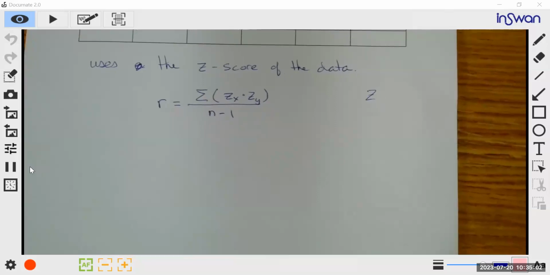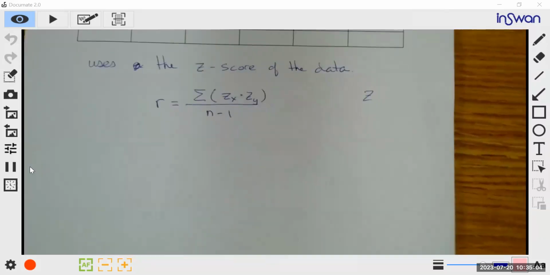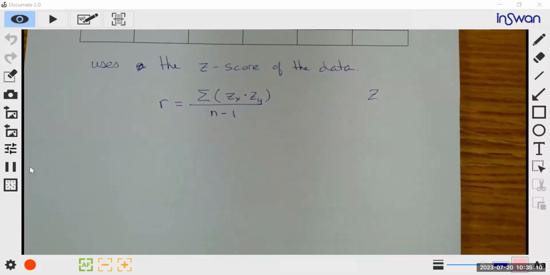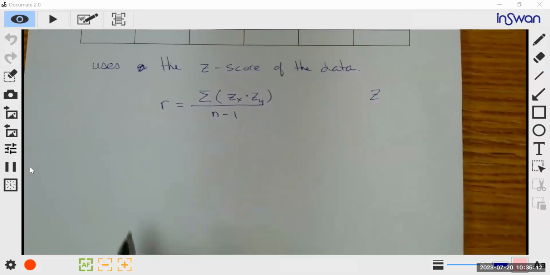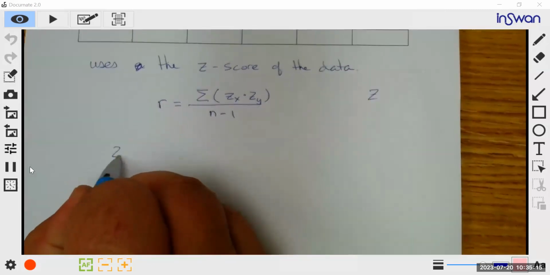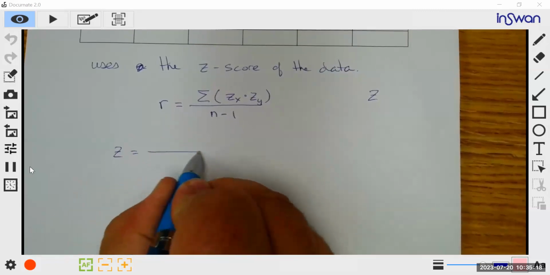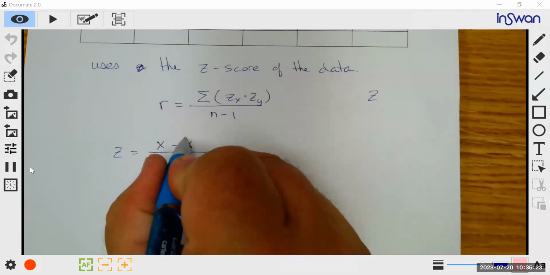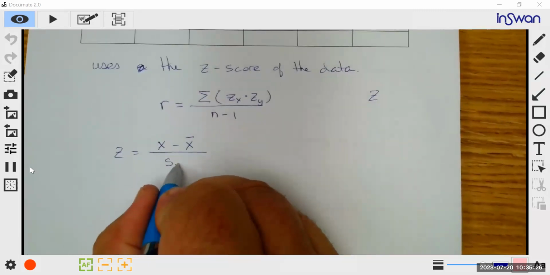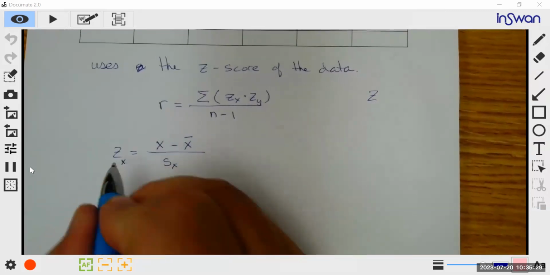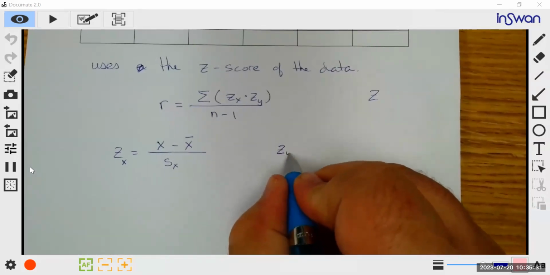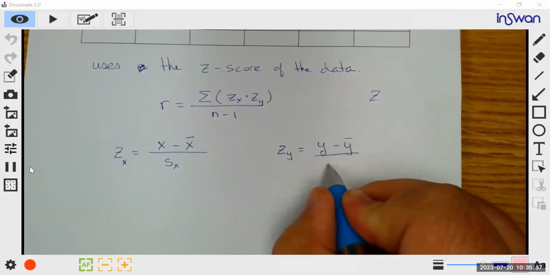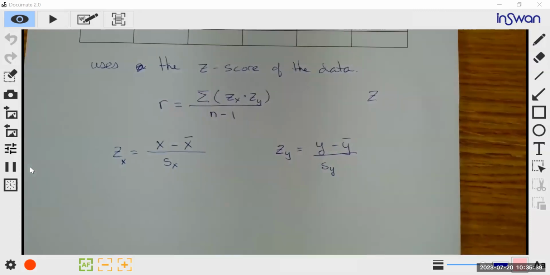This formula is used because we can find the average rate of change of the data set. That's what we do. Anytime you have a line, you're looking for the slope of the line at a certain point, and that's what you find derivatives for. So how do you find the z value? The formula for the z-score is x minus x bar over s of x. This is the z of x. Then we find the z of y: y minus y bar over s of y.